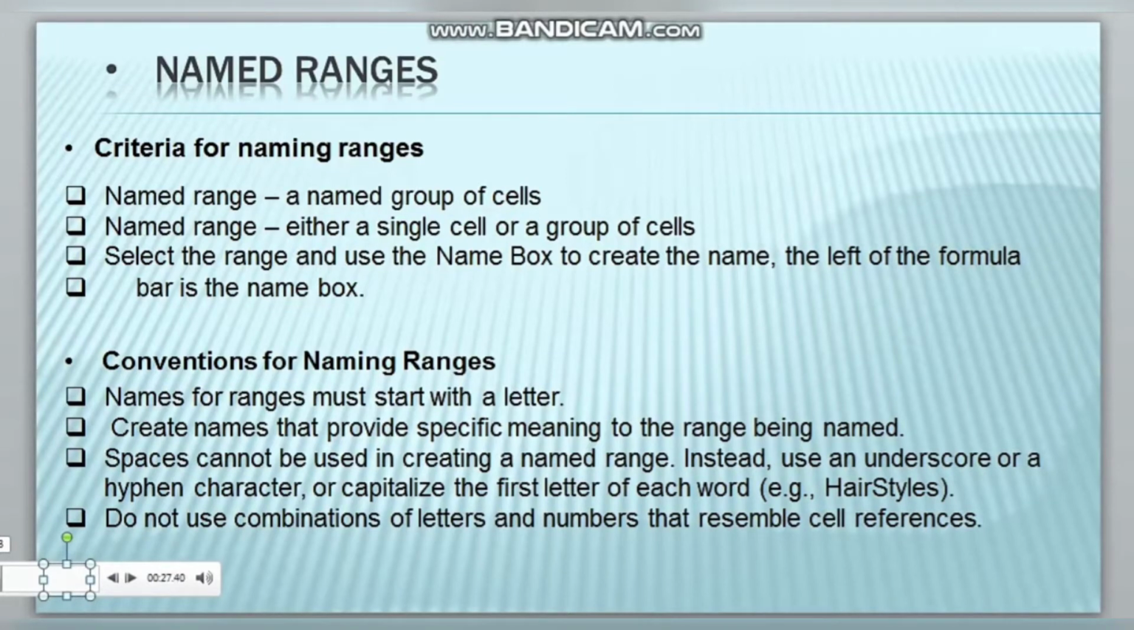How to name a range? Click and drag to select the range of cells and then click on the name box, which is at the upper left corner, and type a name for the range which is familiar.